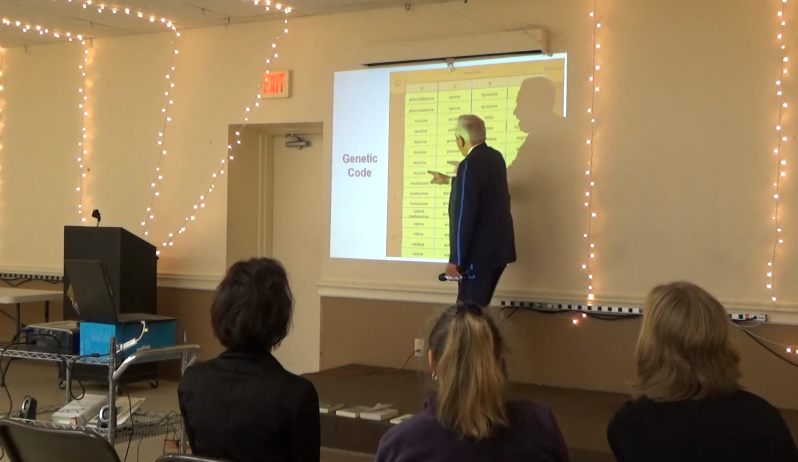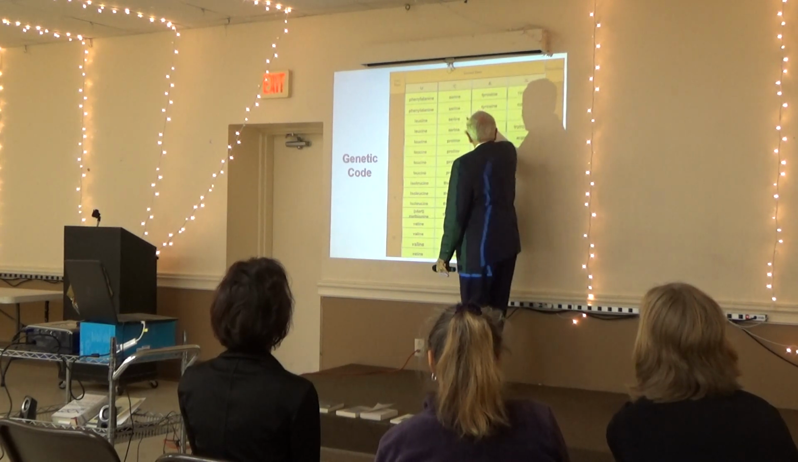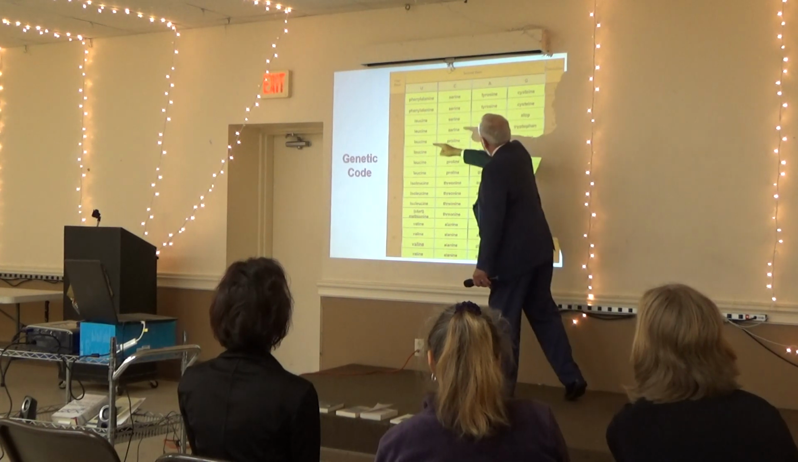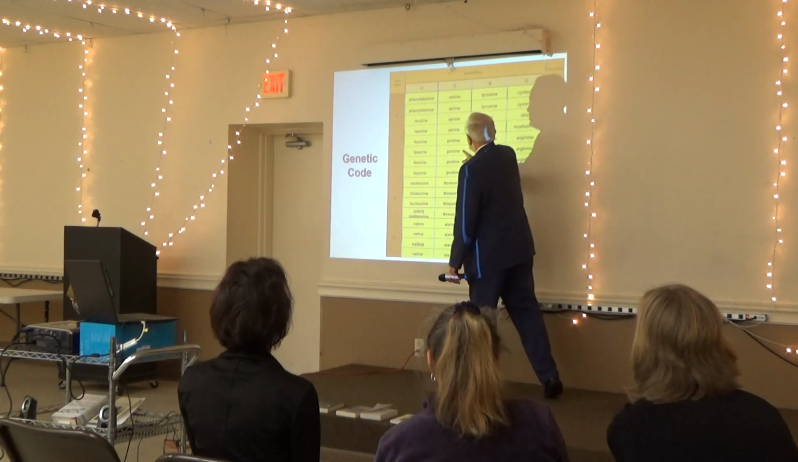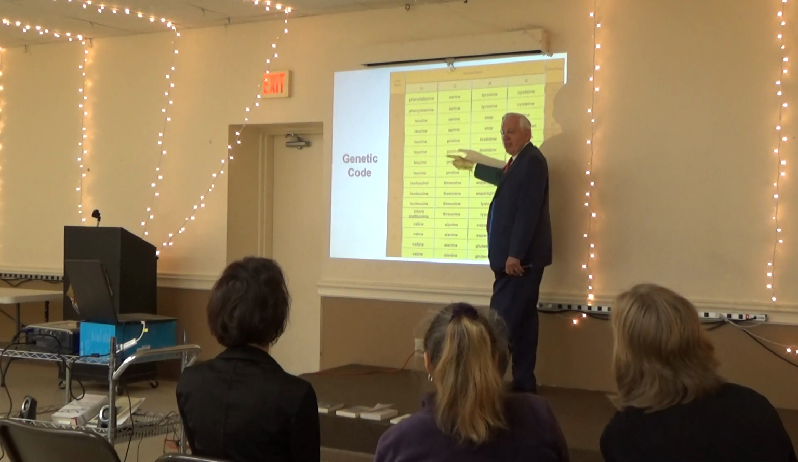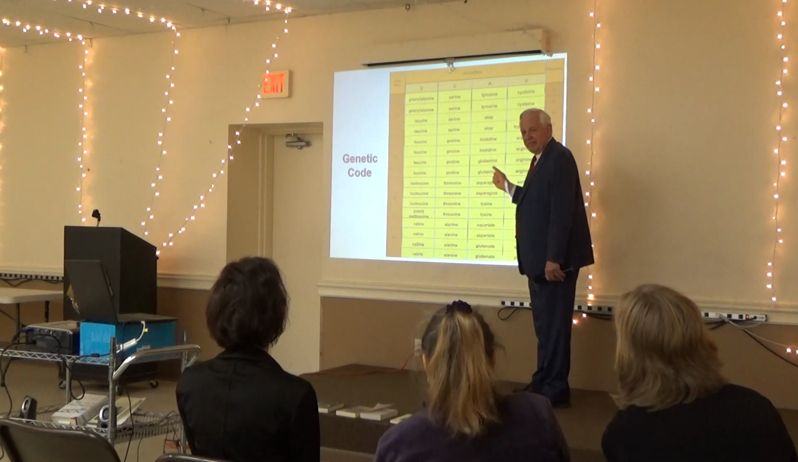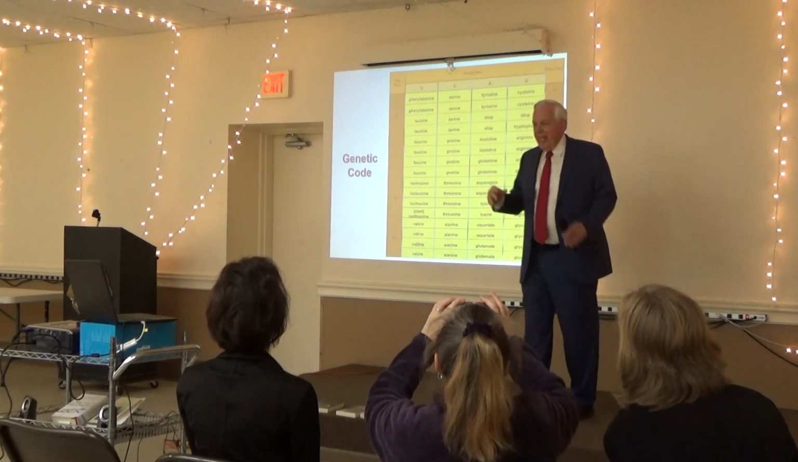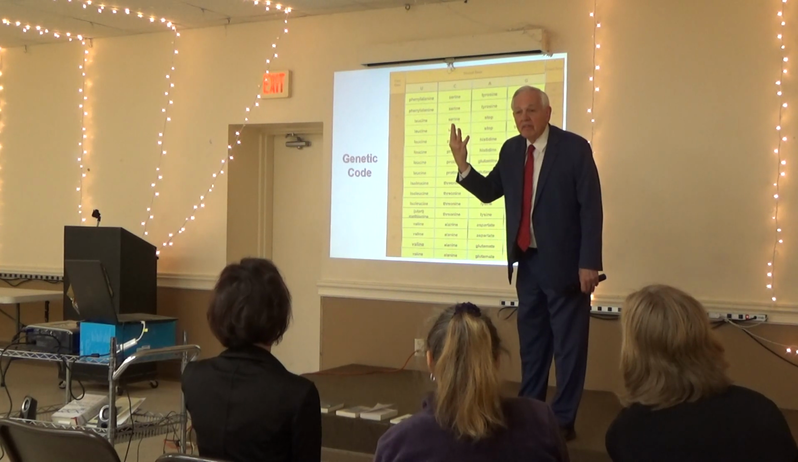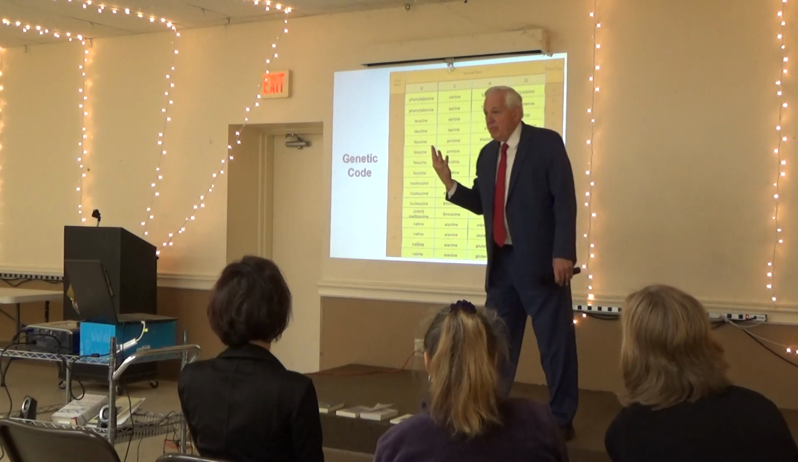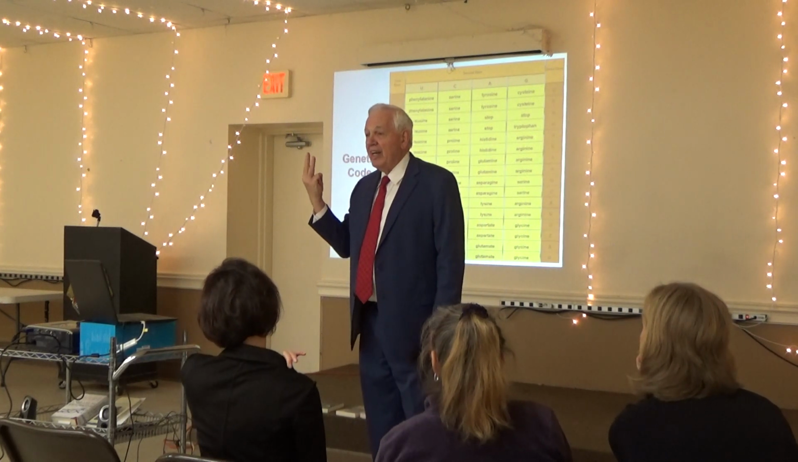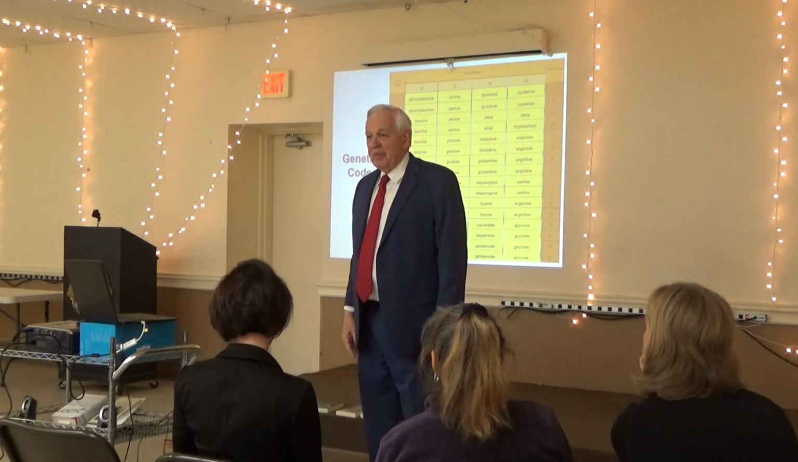Let's try another one. How about CCC? That's that one. Proline. That means proline. Can you see what I'm doing here? On this chart, you see every possible three-letter word that can be made from four things that can be repeated. Now, mathematicians, four things, taken three at a time, where you can have repeats. How many words can you make?